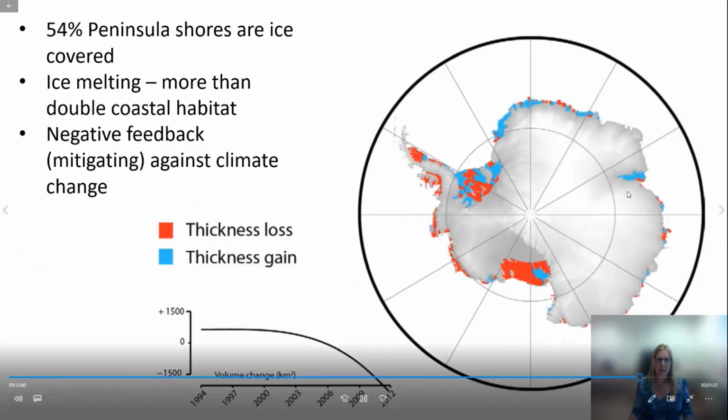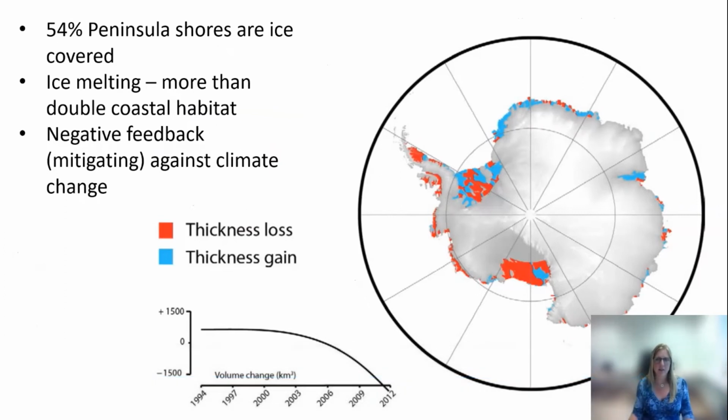This slide shows another figure from Bax et al. 2021, and we know that ice on the peninsula region is melting. At the time of writing this paper, 54% of the coastline of the peninsula is ice covered, and so blue carbon ecosystems are expected to more than double with continued climate warming.